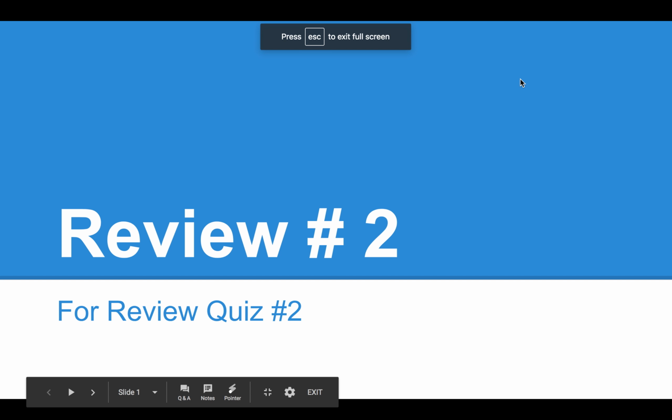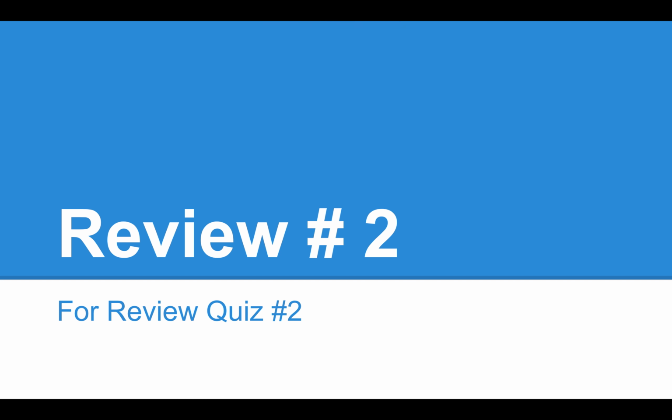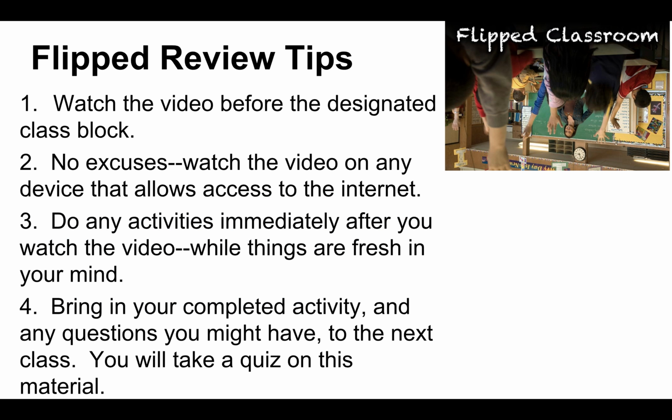On this video, remind yourself, of course, what you're supposed to do for these videos. You have the review number 2 paper. You're going to watch the video before the designated class block. No excuses. Do any activities immediately after you watch the video. So do those multiple choice questions and then bring in your completed activity, your blocked essay, any questions you might have to the next class, and you will take a quiz on this material.